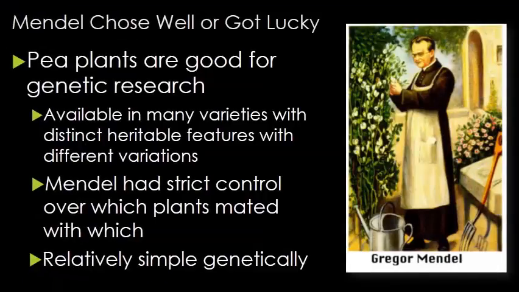It turns out that pea plants are actually very good for genetic research. They're available in lots of different varieties with very distinct traits. They had strict control over which plants mated with which. Mendel could cross-pollinate them. Turns out they were relatively simple genetically. Most characteristics were controlled by a single gene, and each gene only had two alleles, or two forms, one of which was completely dominant over the other. And that's not typical of most organisms. They're not normally that cut and dry, but it turns out that Mendel was actually pretty lucky with his choice.